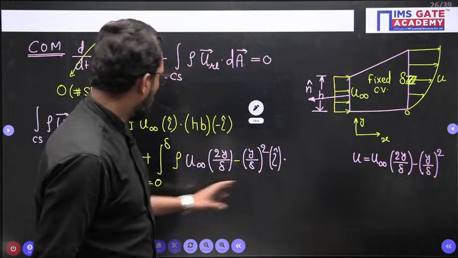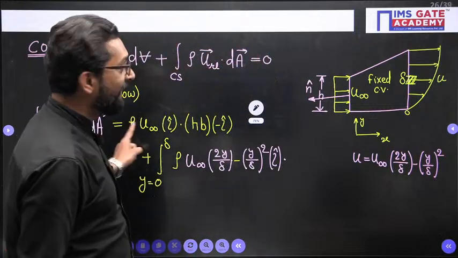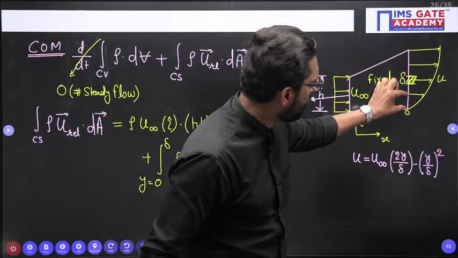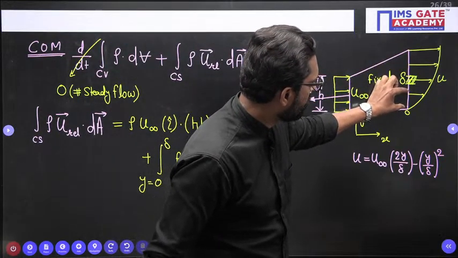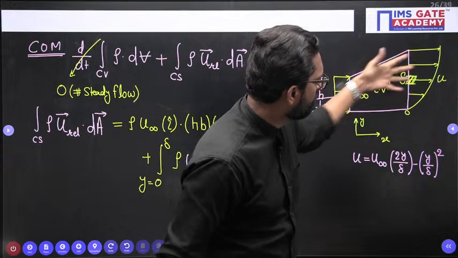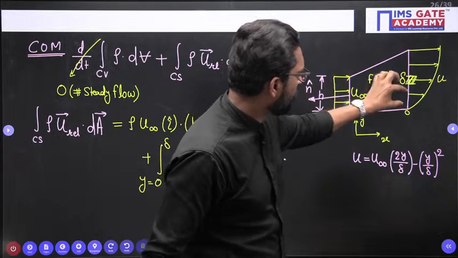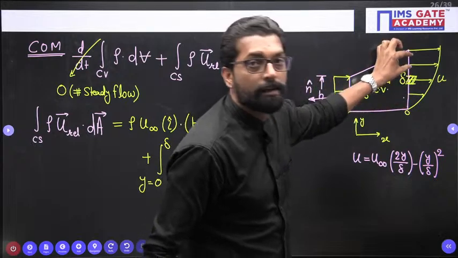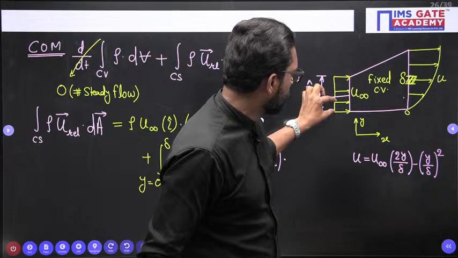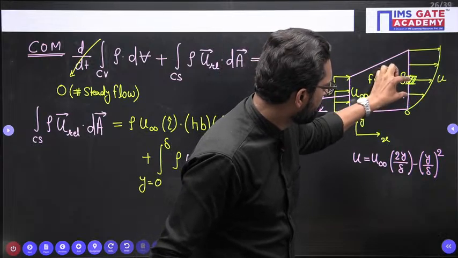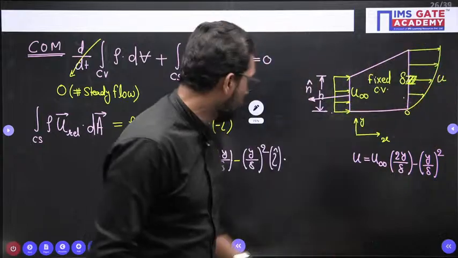Why? Because see, this area differs. Because if you take this one, there is another mass flow, because the velocity is changing. But in this one, all the gates are the same size. If you take this elemental size, in this one the velocity is U infinite, but in this one the velocity differs. So the area differs.